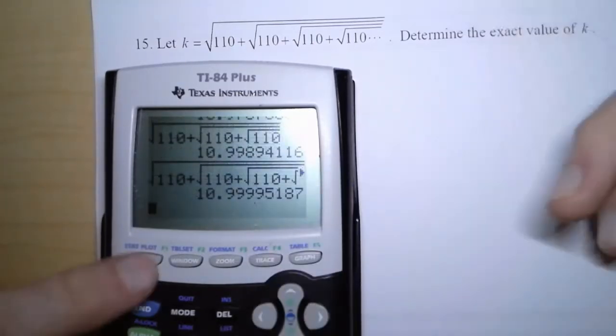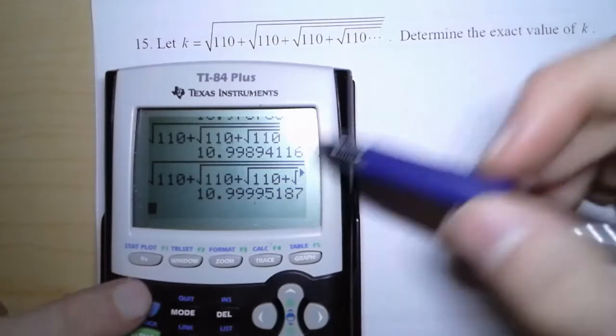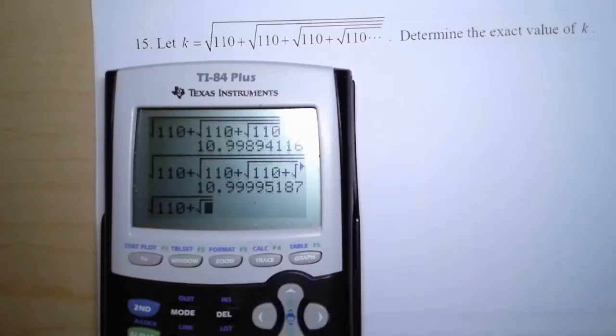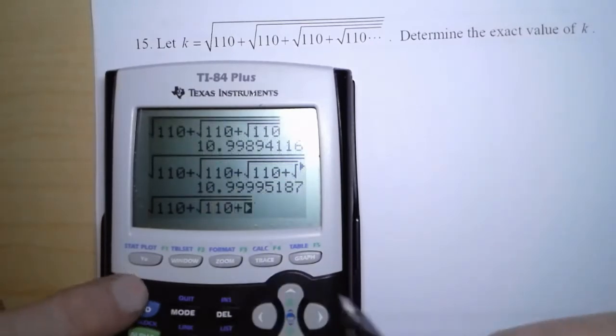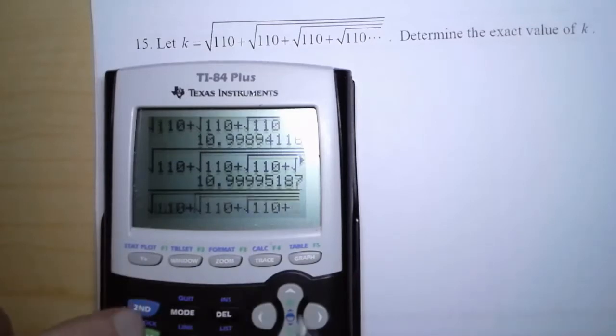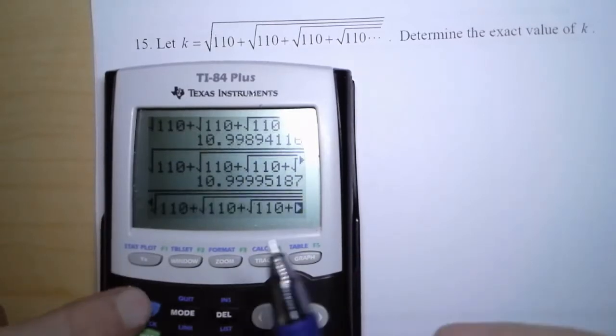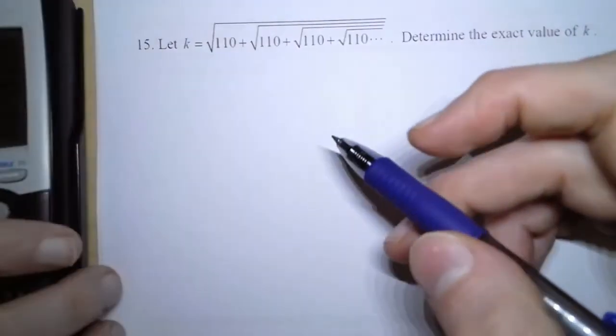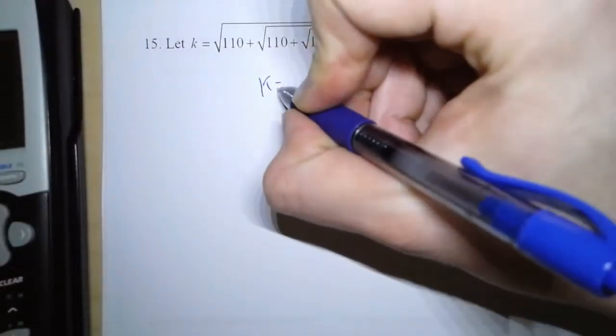Now these numbers, they seem to be getting closer and closer to something. So if I do it one more time, let's see how close our calculator will get us. So this is 4 times. So it's pretty much just saying that k is equal to 11.